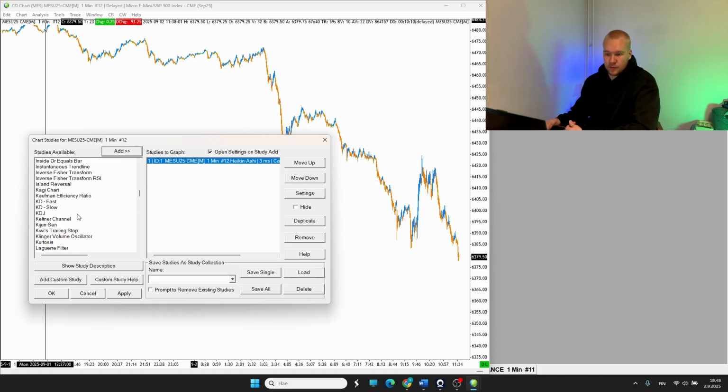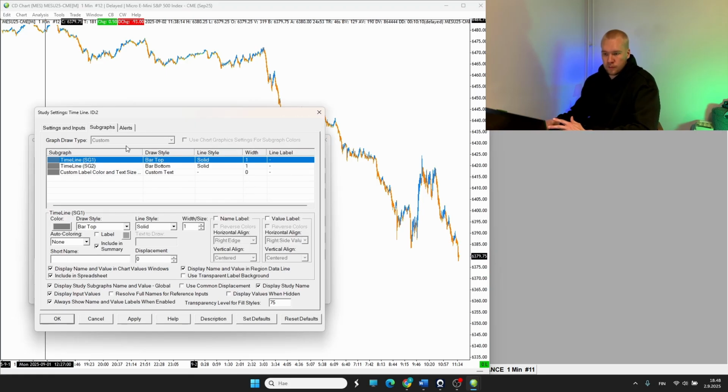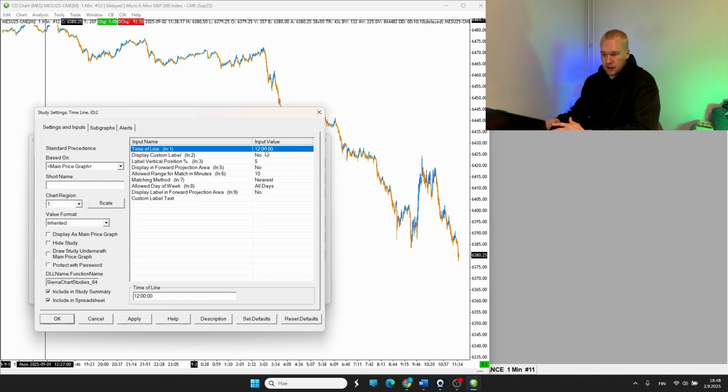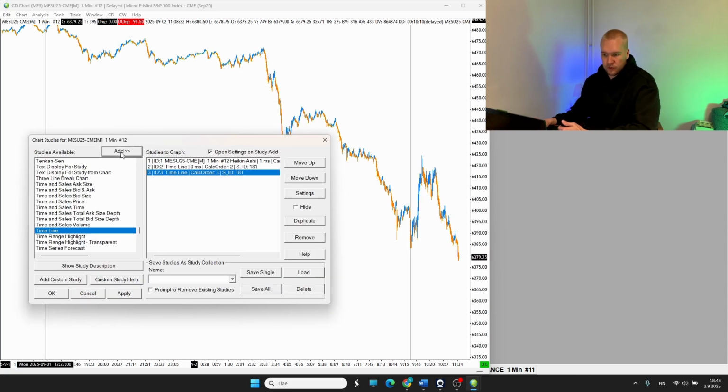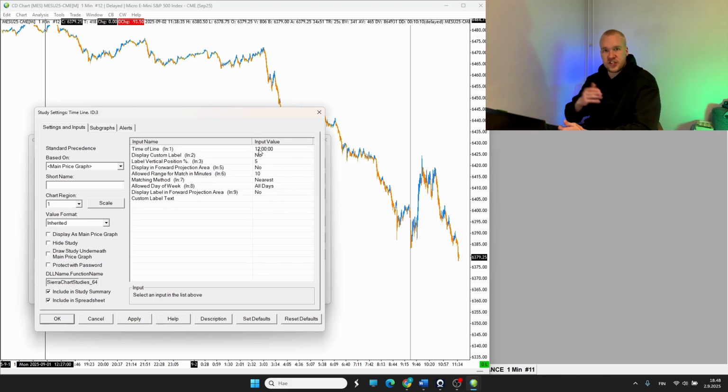Now we want to add some timelines. So just come to T. And here we have the timeline. We'll add 2. The first one will be market open, so when the regular trading hours open, and that is 9:30. So we want to make 1 line for that. And then we want the second line to be when the session ends. So that'll be 6 p.m., right? So now we have our 2 lines.